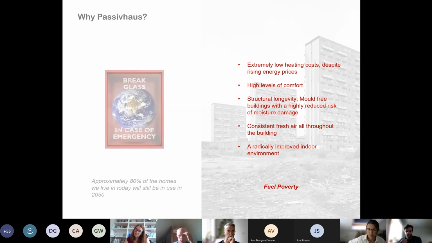High levels of comfort. We can help protect the building, mold-free, reduce moisture damage. These buildings had a lot of black mold in them prior to the works being carried out. High quality fresh air throughout, so we're not achieving energy efficiency to the detriment of air quality for the residents, and just generally a radically improved indoor environment.